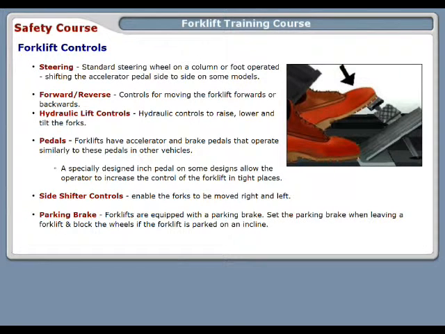To safely operate your forklift, you must understand all the controls. The steering control is generally a wheel or a lever or possibly foot operated. Forward and reverse controls allow you to move the forklift forward or backwards. Hydraulic lift controls control the rise and lowering and tilting of forks. Pedals are used for brakes and acceleration. Side shifter controls enable the forks to be moved slightly to the left or to the right. The parking brake allows you to set the brake when leaving a forklift, but you should also block the wheels if the forklift is parked on an incline.